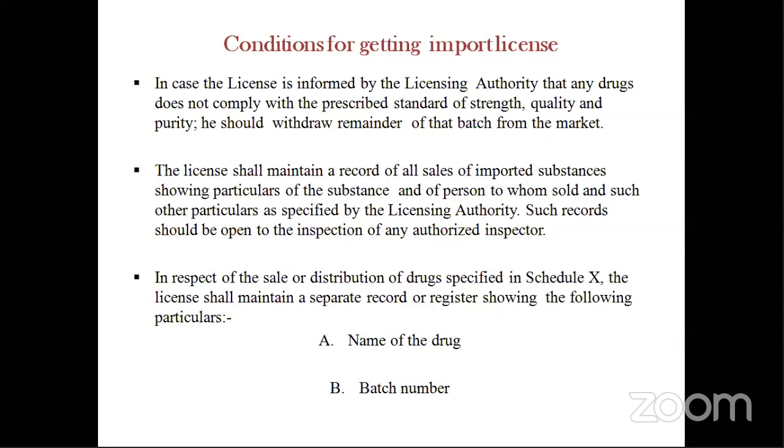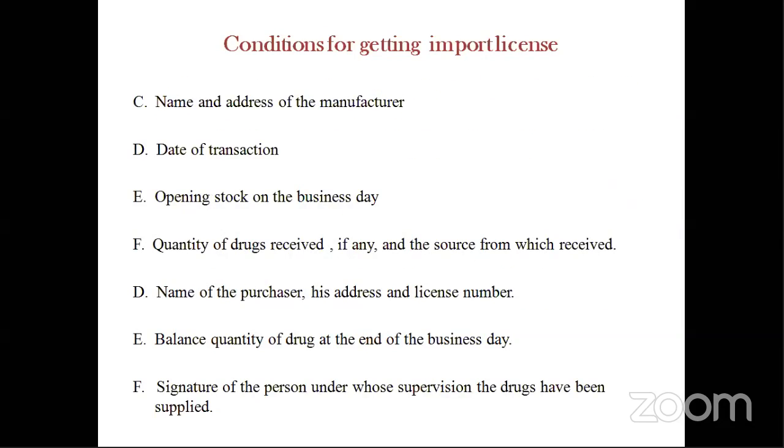First is the name of the drug, like alprazolam. The next is the batch number. Which batch number you import or export the product, this batch number you should maintain here. After the batch number, next is the name and address of the manufacturer. Which company has manufactured it, and their names. So this manufacturer name you should mention here.